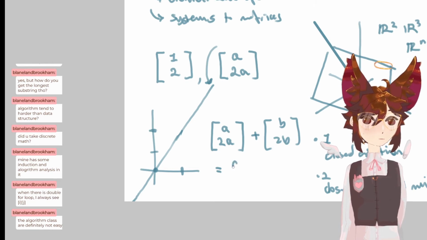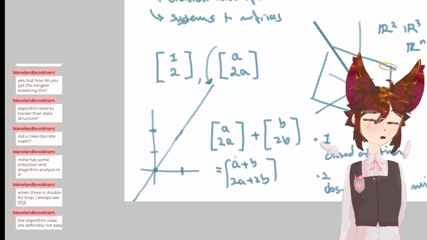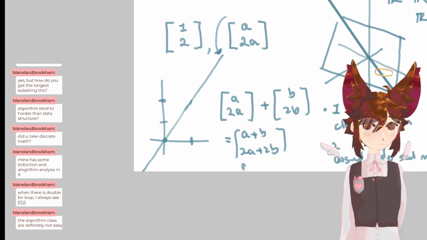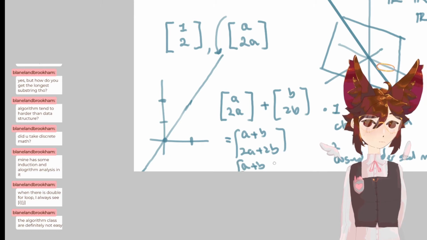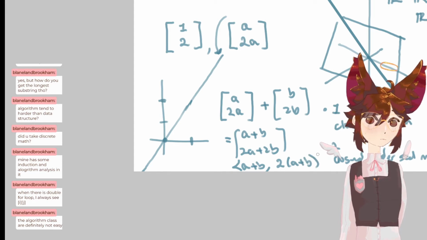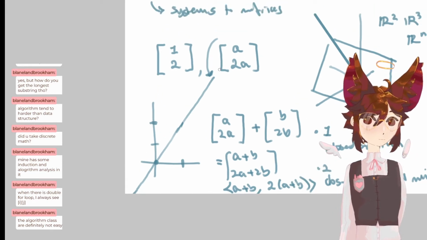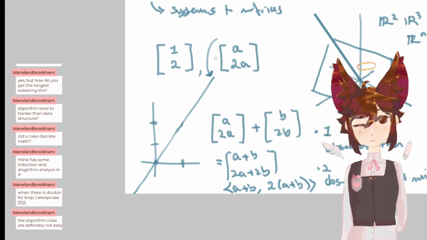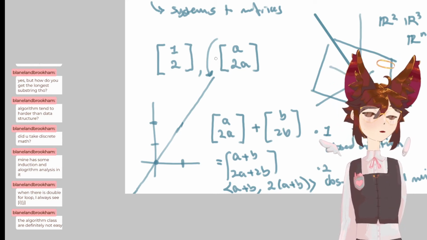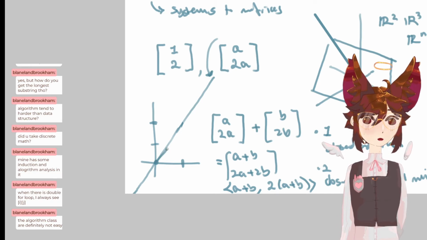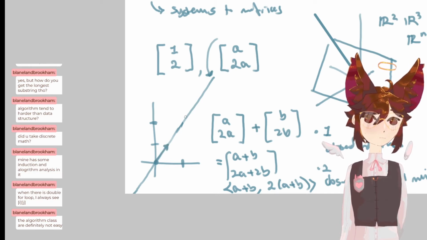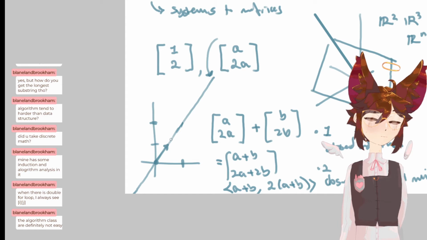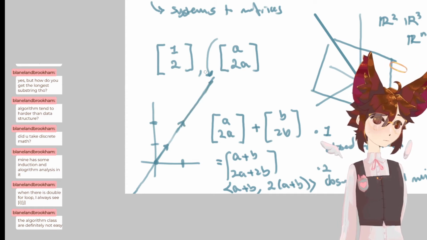So if we add these, we'll get A plus B, 2A plus 2B. And this can factor to A plus B, 2 times A plus B, which, if we look at our vector over here, that is absolutely closed under addition, because we've added two vectors and they stay in the same space, which makes sense. If we were to add 1, 2, and 3, 4, or something, they would stay on this line because they're going in the same direction.